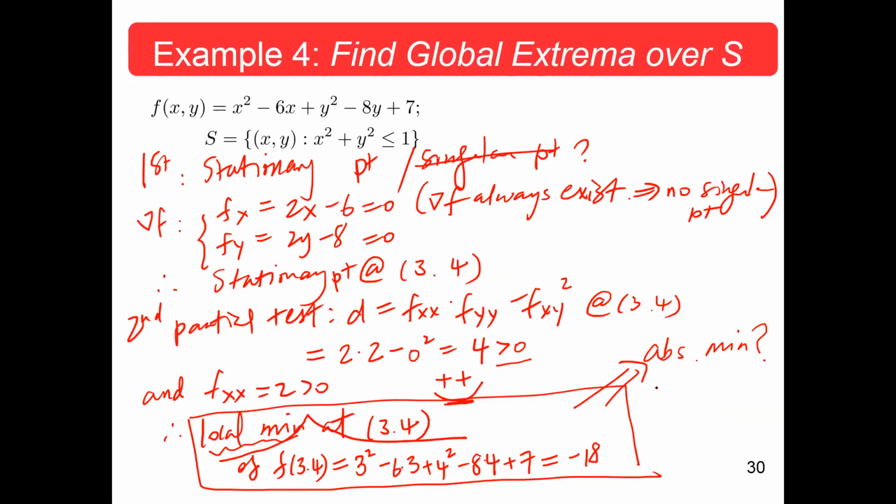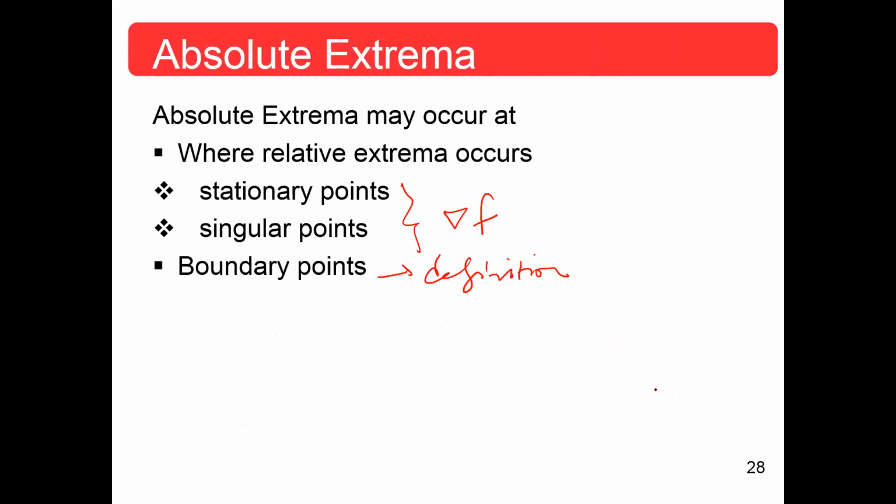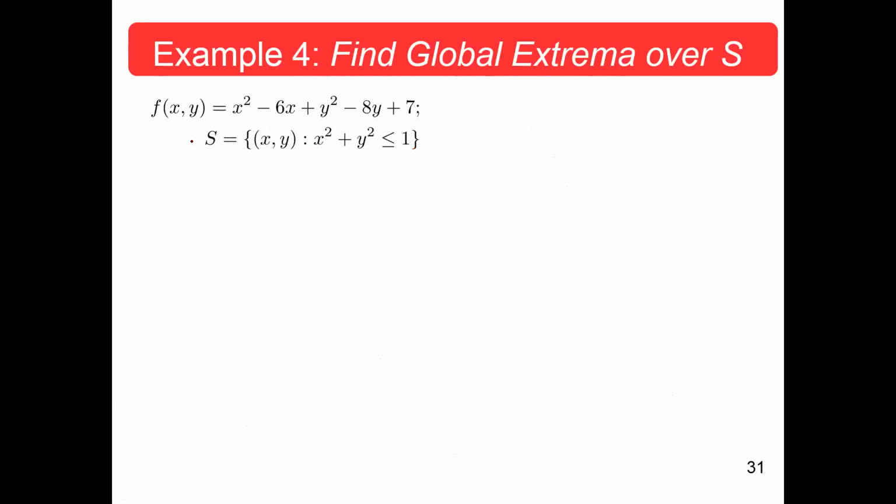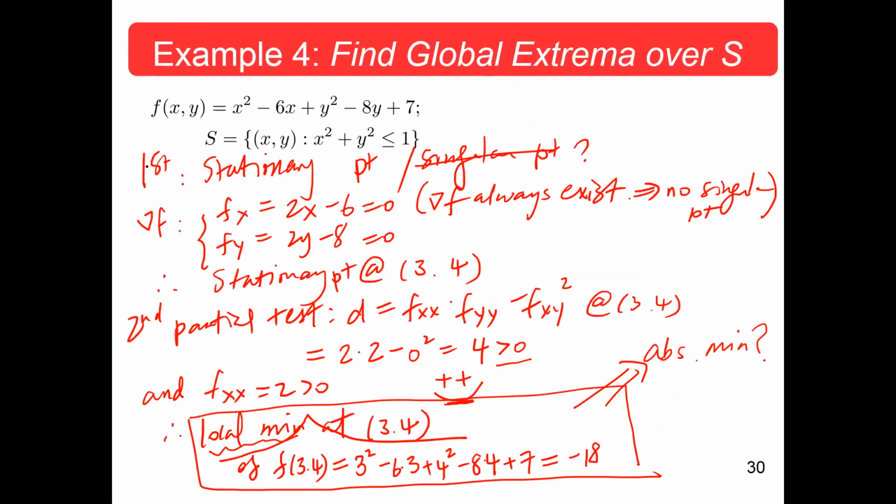Let's go back to our previous slide. The boundary point? Correct, there is also boundary point we haven't considered. So we already know there is a relative minimum, but we haven't considered boundary points yet. Next, let's consider the boundary points. We can check the function value at the boundary points and compare that with negative 18. Good. All right, so next, item 2, we'll just do second.